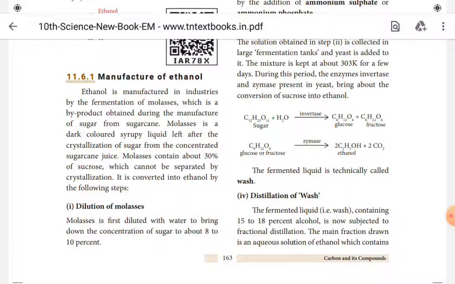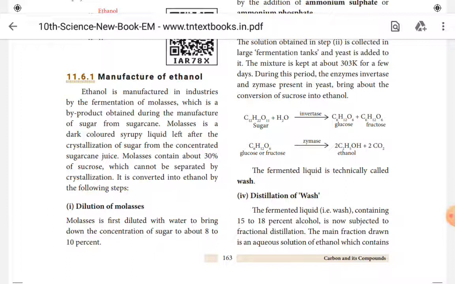Molasses is nothing but a dark colored syrupy liquid left after the crystallization of sugar from the concentrated sugarcane juice, which contains 30% of sucrose. 30% of sucrose. So you have to write this first. What is the basic principle? What is sugar molasses? And what is the sucrose percentage of sugar molasses? Then there are four steps here in the manufacture of ethanol.